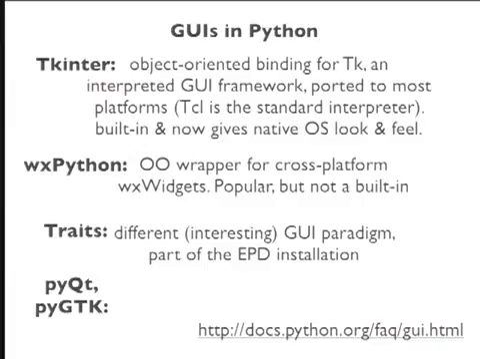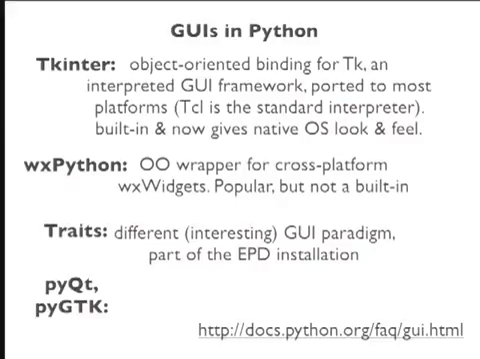There's also WXPython, which is an object-oriented wrapper around a set of APIs called WXWidgets. A lot of people use this. There's a lot of code base on this, but it is not built in. I think it comes with the Enthought distribution, if I'm not mistaken. But if you're wondering about portability issues, WXPython may be a little bit worrisome.